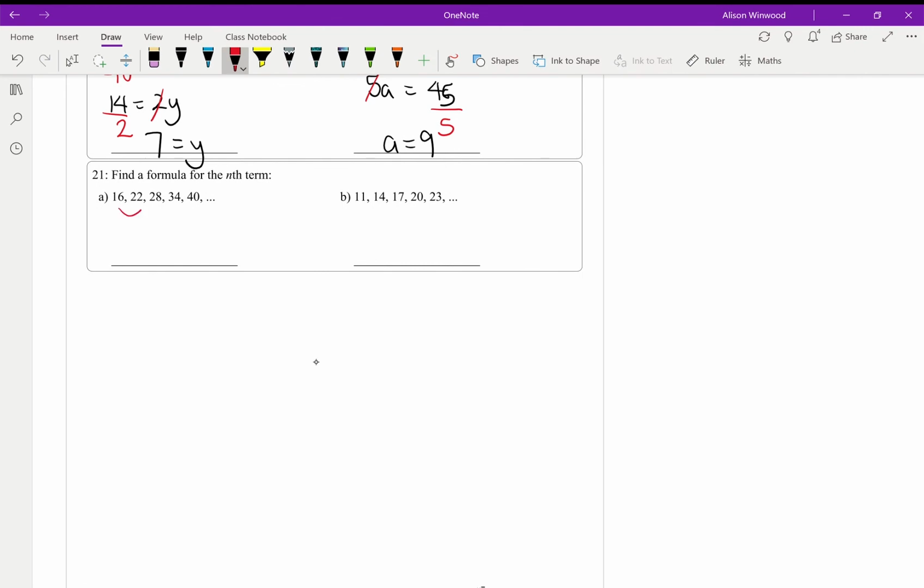This sequence is going up by 6s, so it's 6n, and then to get from 6 to a starting number of 16 I have to add 10. Second sequence is going up by 3s, so it's 3n, and to get from 3 to a start point of 11 I need to add 8.